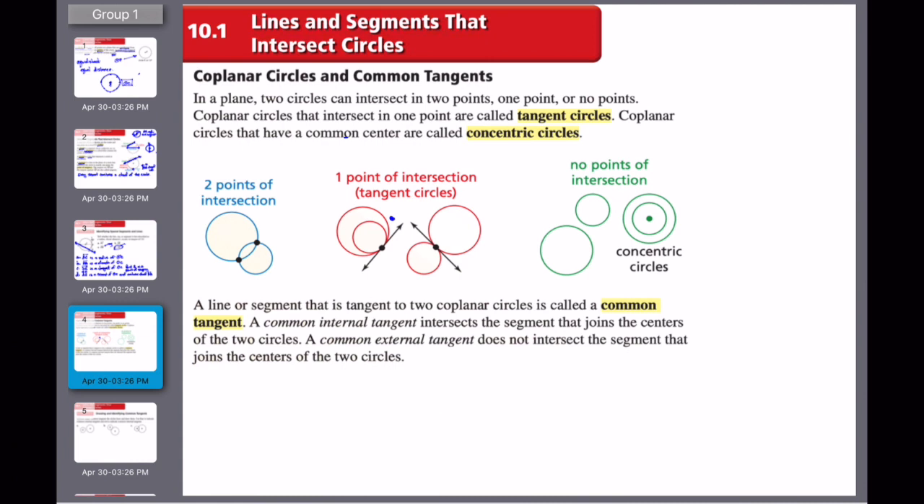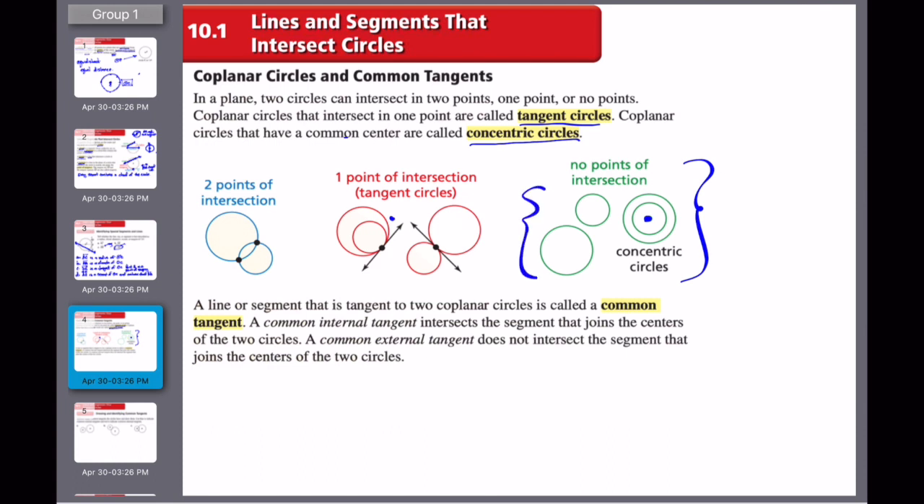Back to vocabulary and definitions. In a plane, two circles can intersect in 2 points, 1 point, or no points. Coplanar circles that intersect in 1 point are called tangent circles. Coplanar circles that have a common central point are called concentric circles. So concentric circles have the same center point, but they have no intersection points. And we can see right here, we have a picture of concentric circles. They have a common central point and they don't intersect.